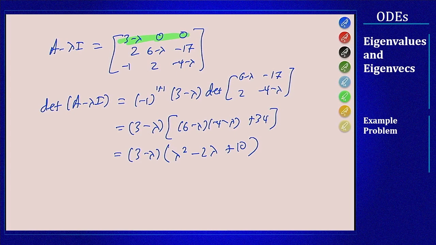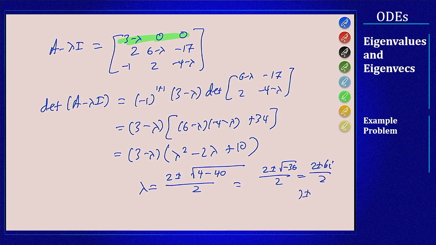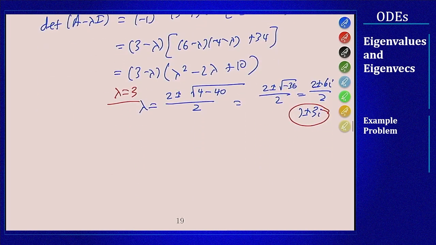So we'll find our roots by the quadratic formula. Lambda is going to be 2 plus or minus the square root of b squared, which is 4, minus 4ac, which is 40, over 2. That is 2 plus or minus the square root of negative 36 over 2, which is 2 plus or minus 6i over 2, or 1 plus or minus 3i. We have our eigenvalues here of 1 plus or minus 3i, and then lambda equals 3 from this term. So let's do the real one first.